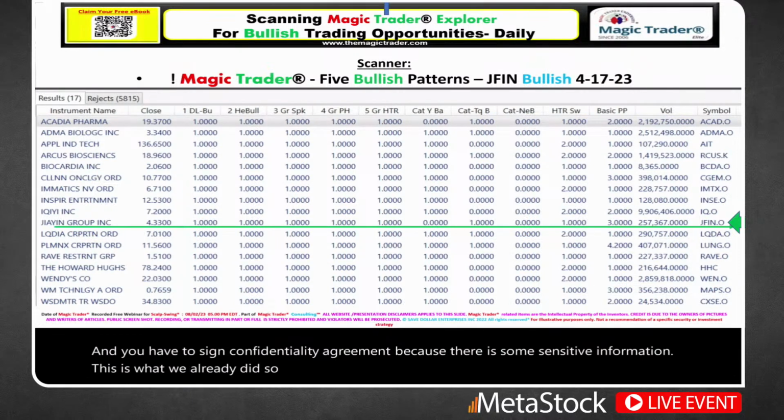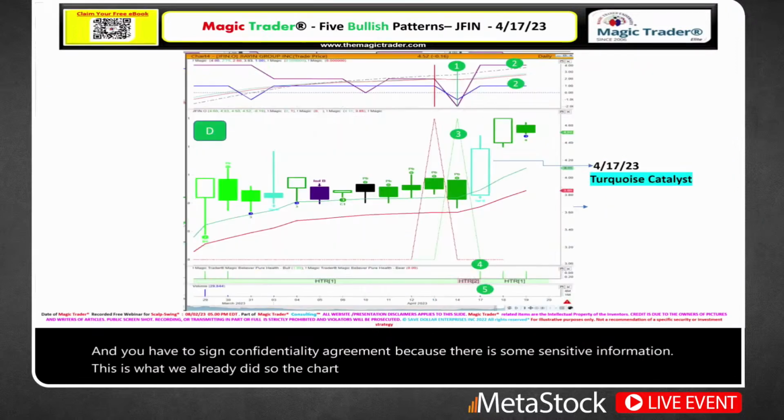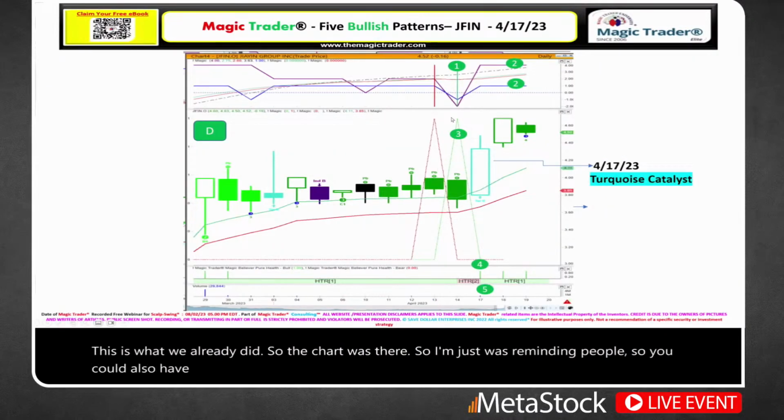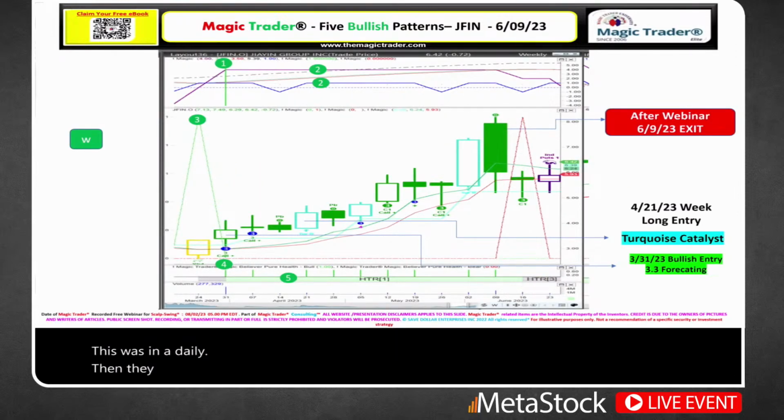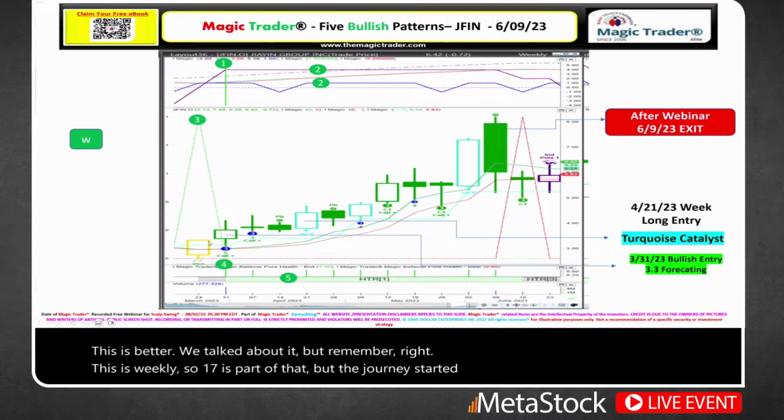This is what we already did, so the chart was there. I'm just reminding people. You could also have it, go to the 4/17 date and see what happened after that. This was on the daily, then this was on the weekly. Look what happened. This is where we talked about it, if I remember right. This is weekly, so 17 is part of that, but the journey started right from the yellow bar.